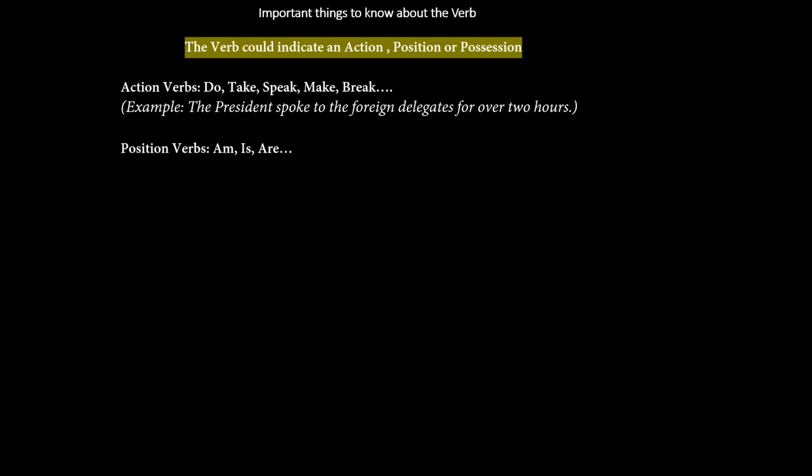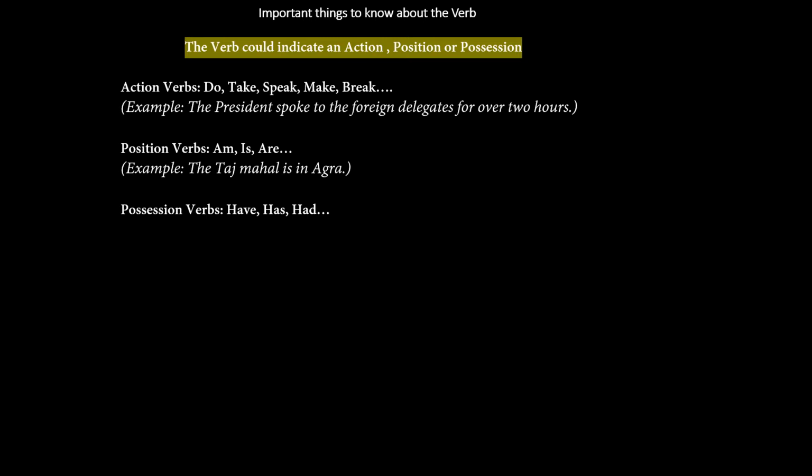Position verbs: am, is, are, etc. are position verbs. For example, the Taj Mahal is in Agra. In this case, the verb indicates the position of the subject or where the subject, that is, the Taj Mahal, is.